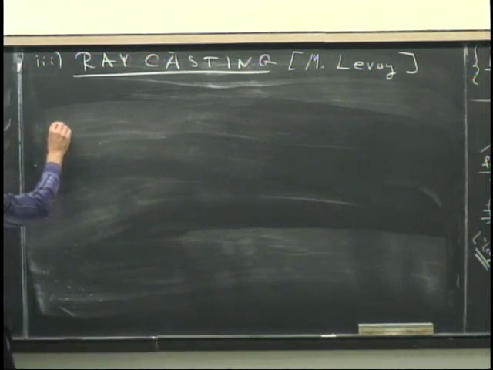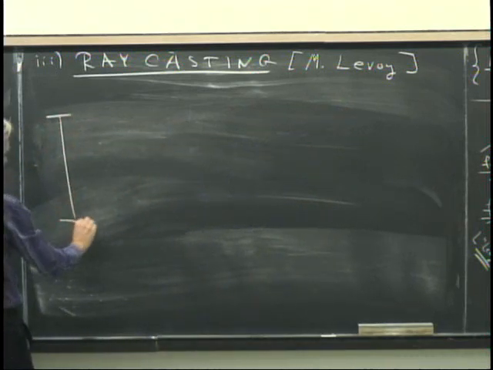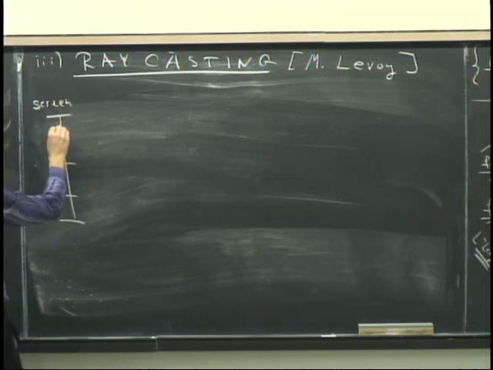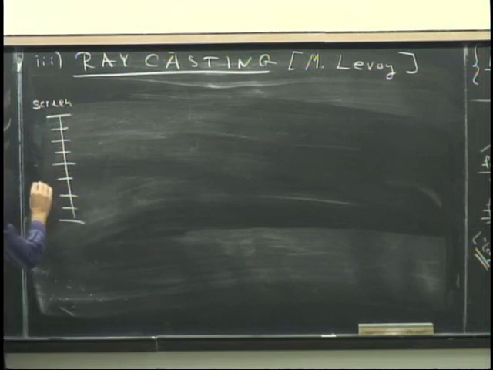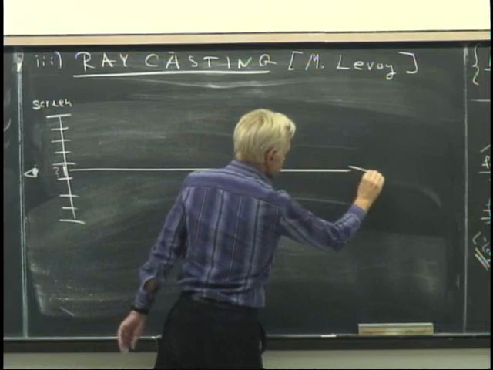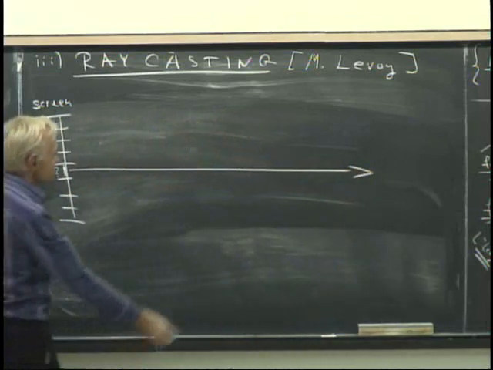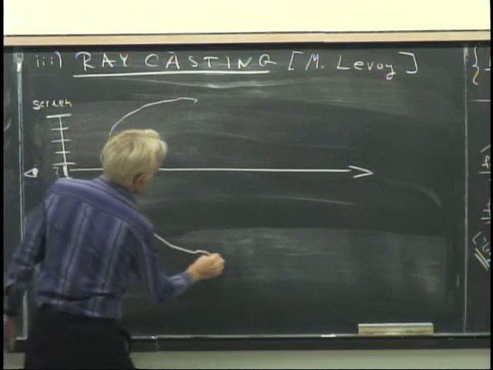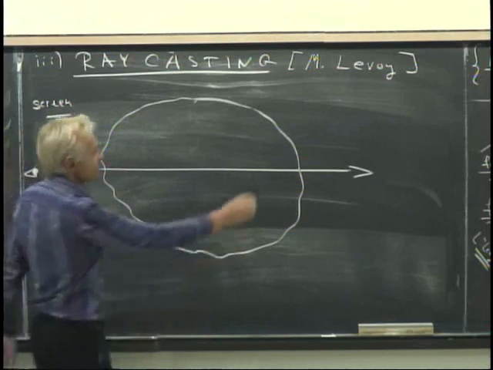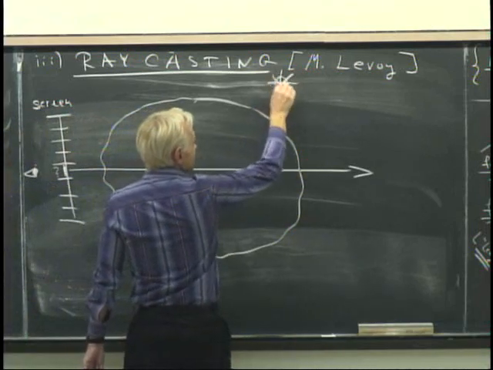How does it work? I can only draw it for 2D. So you have your screen, and you have all these pixels. And you have your eye, the viewer, sitting here. And you need to determine what is the color for this particular pixel, just like in ray tracing. But ray tracing and ray casting are very different. So you shoot this ray into space, and this space is some kind of heavy material. This material has some properties, and there's also a light source somewhere, a happy light source.